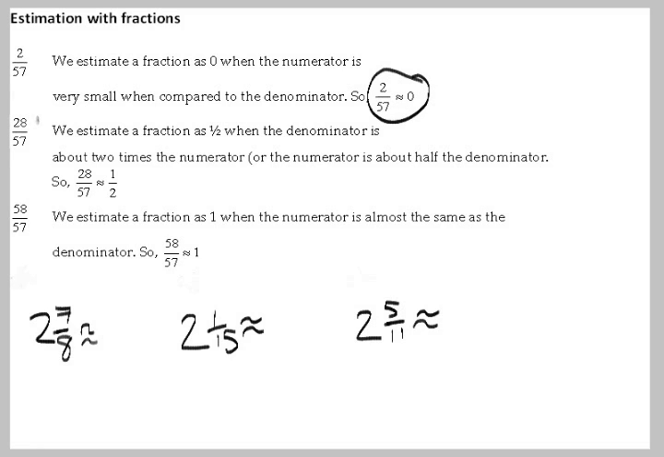Here's another example, 28 over 57. Well, 28 is almost half of 57. It's almost exactly half of 57. Or another way of thinking about that is 57 is almost exactly 2 times 28. So this fraction is close to 1/2.